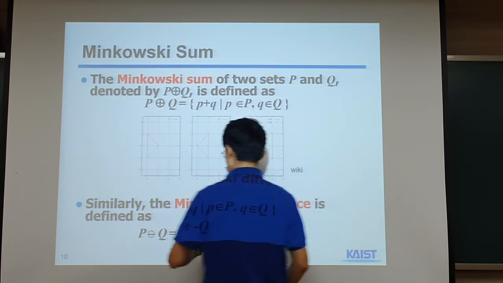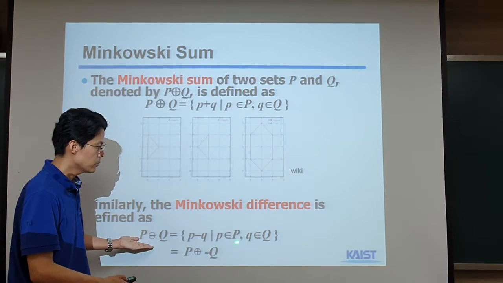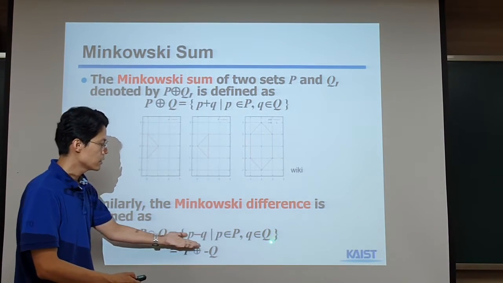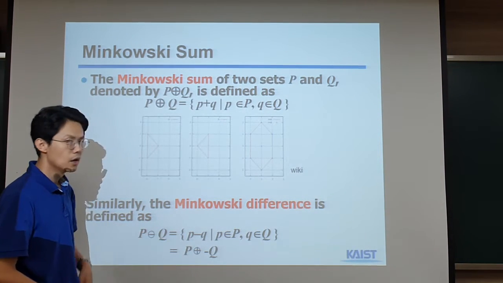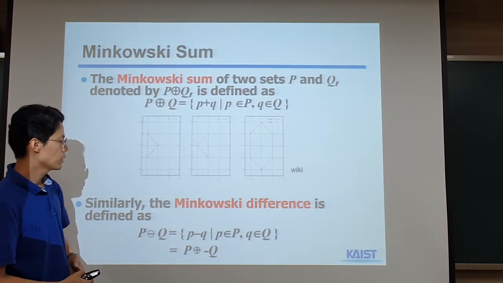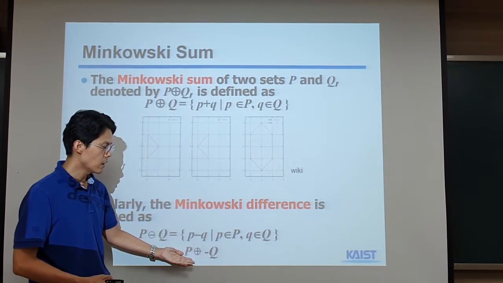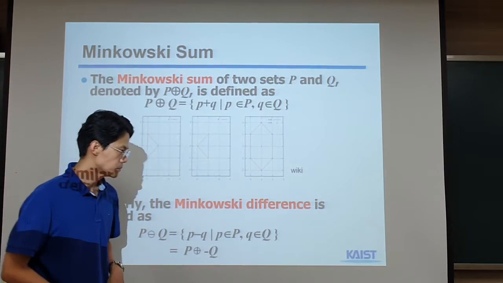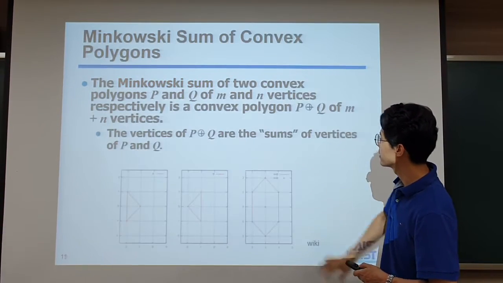In a similar way, we can define the Minkowski difference between two sets. Basically, the Minkowski difference between P and Q is simply that we take p from the P set and q from the Q set, and we take the vector minus operation. In other words, we can also transform this Minkowski difference into a Minkowski sum by taking minus Q. That's the main concept of Minkowski sum and difference.